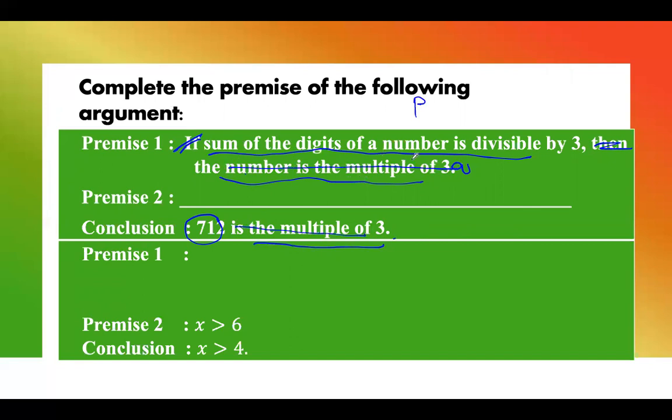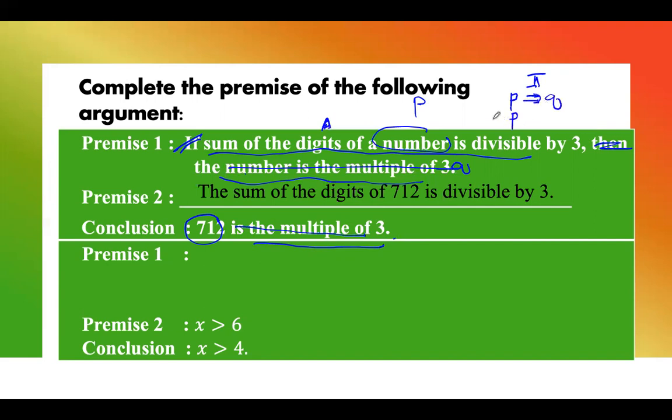Then the answer must be here. So what's the answer? Sum of the digits of a number changed to 712. That is your answer. The sum of the digits of 712 is divisible by 3. This one must be the answer. Right? So if P, then Q. So we are using type 2. If P then Q, P is true, C is P, C is Q.